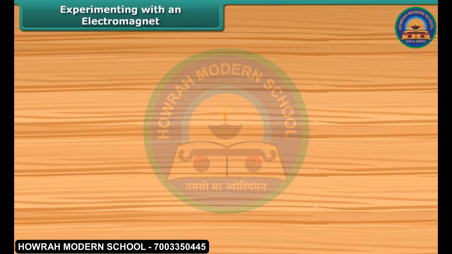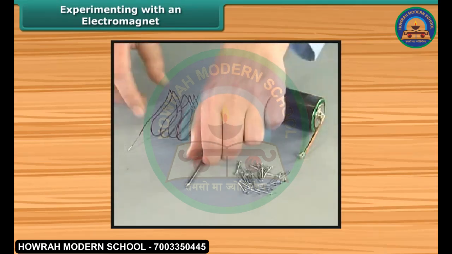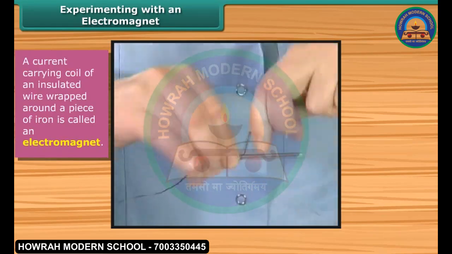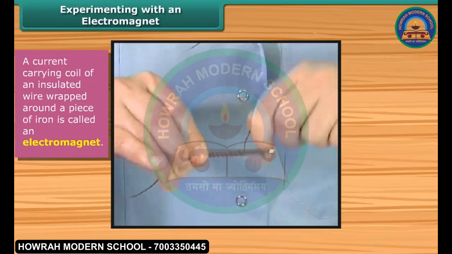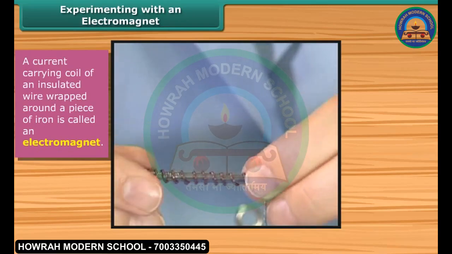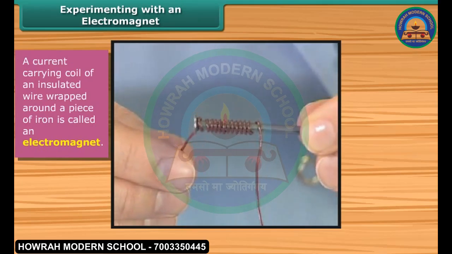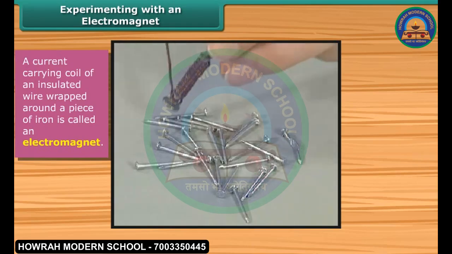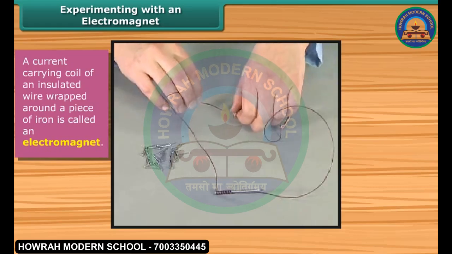Let's perform a simple activity to show the magnetic effect of current. Take a long piece of flexible wire and wrap it around an iron nail. This forms an electromagnet. Connect the free ends of the wire to the terminals of a cell through a switch. Now, place some pins near the end of the nail and switch on the current. We see that the pins cling to the tip of the nail. When the current is switched off, the pins are no longer attracted to the nail.